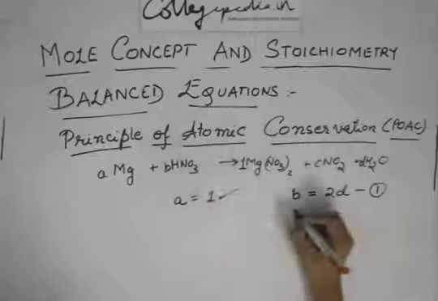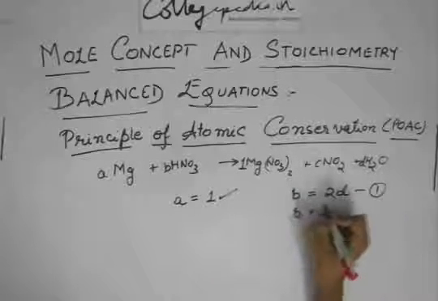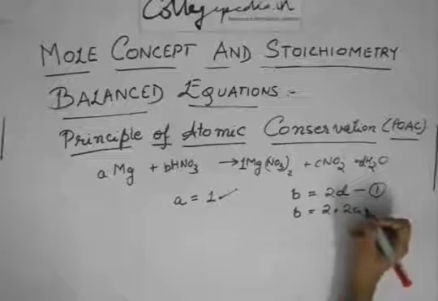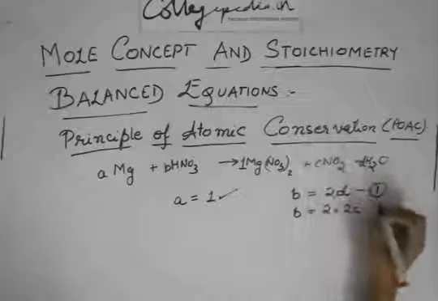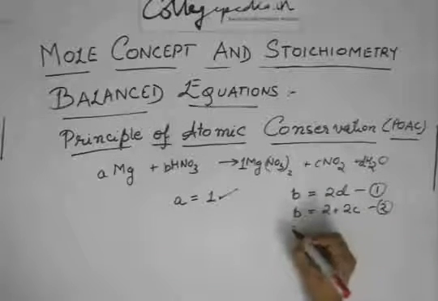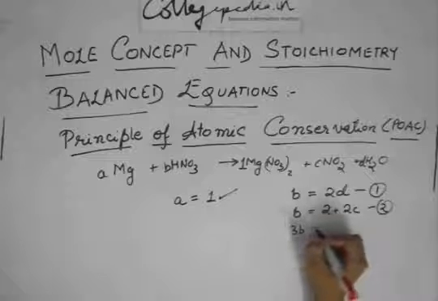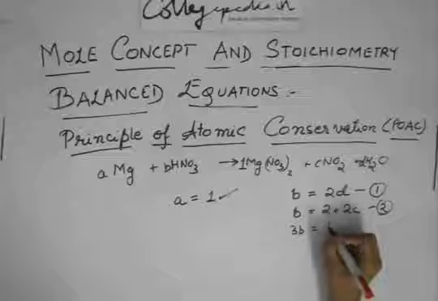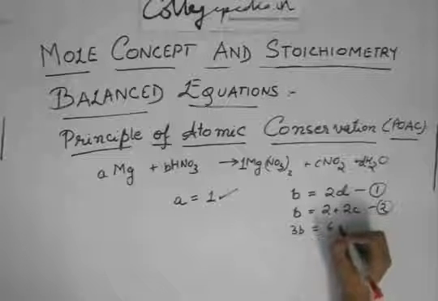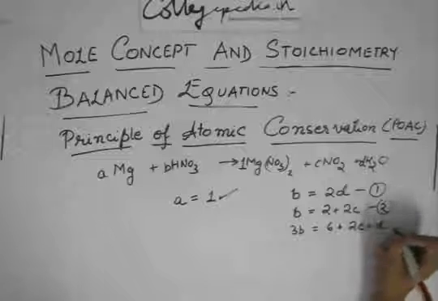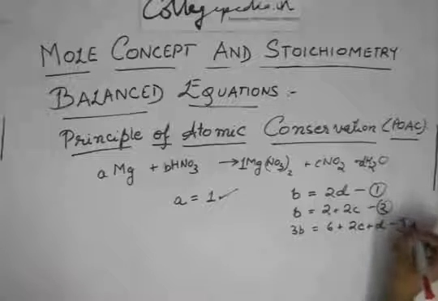Then again B would be equal to 2 plus 2C, 2 from here and 2C from here. And then 3B would be equal to 6 plus 2C plus D, the third equation.